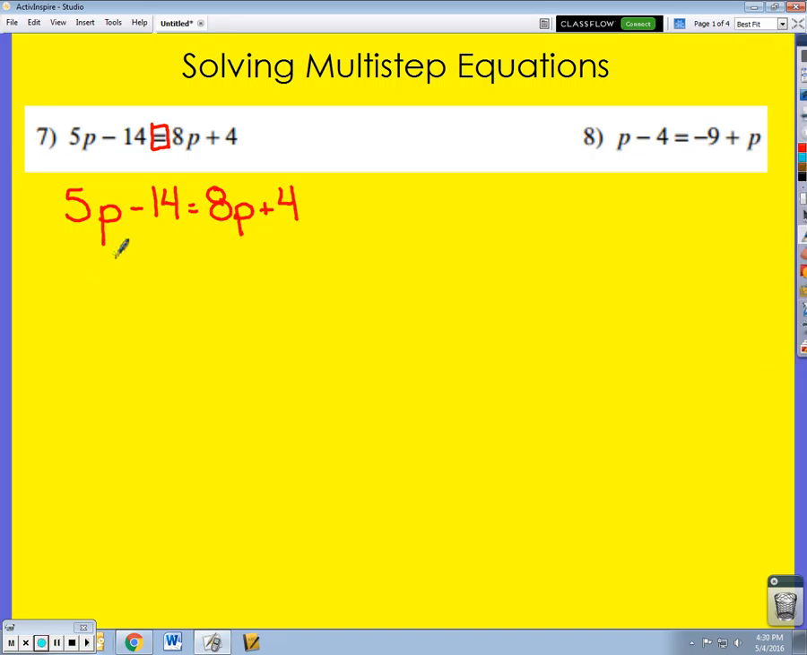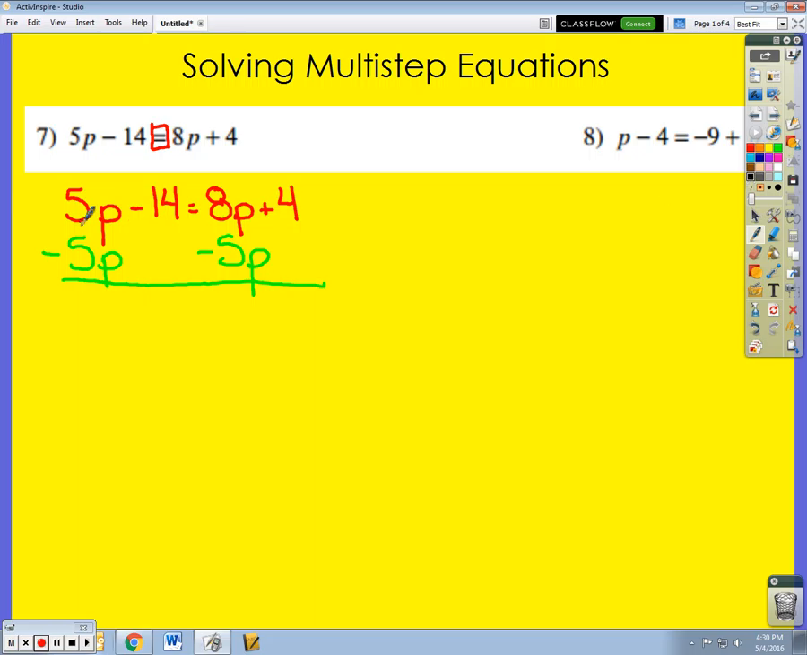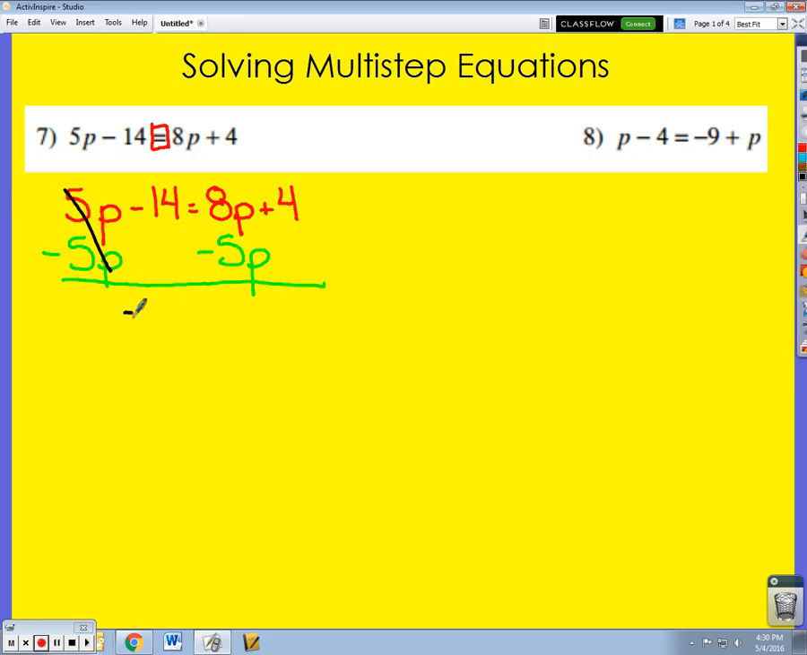I want to get the p's over to the right. I have 5p here. Well, to get rid of it, I need to subtract it. If I add it, I'd have 10p over here. I don't want to do that. So we'll subtract 5p from both sides. Alright. We will bring down everything once we do our calculations here. This cancels out. I'm left with a negative 14 is equal to, well, if I had 8p's, I take 5 away. I now have 3p, and that is plus 4.